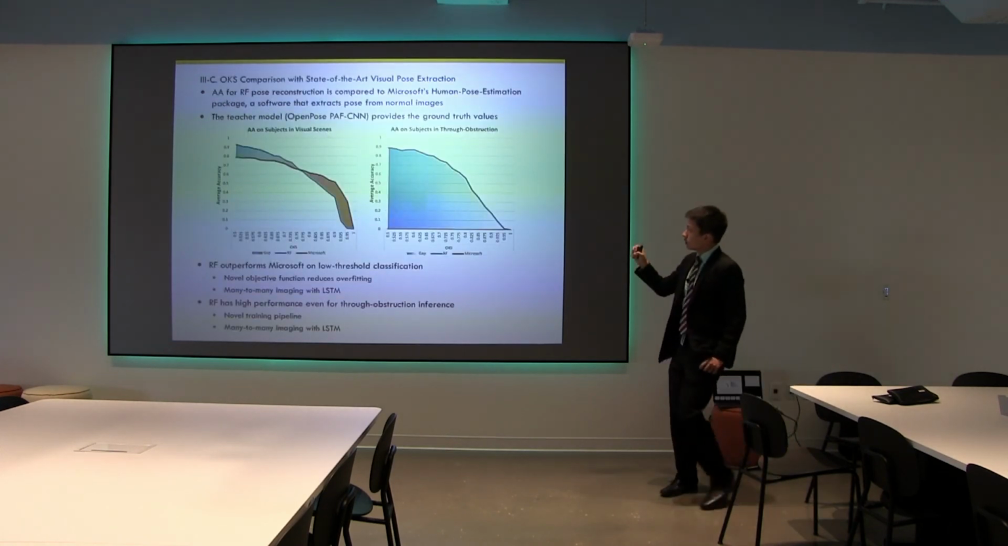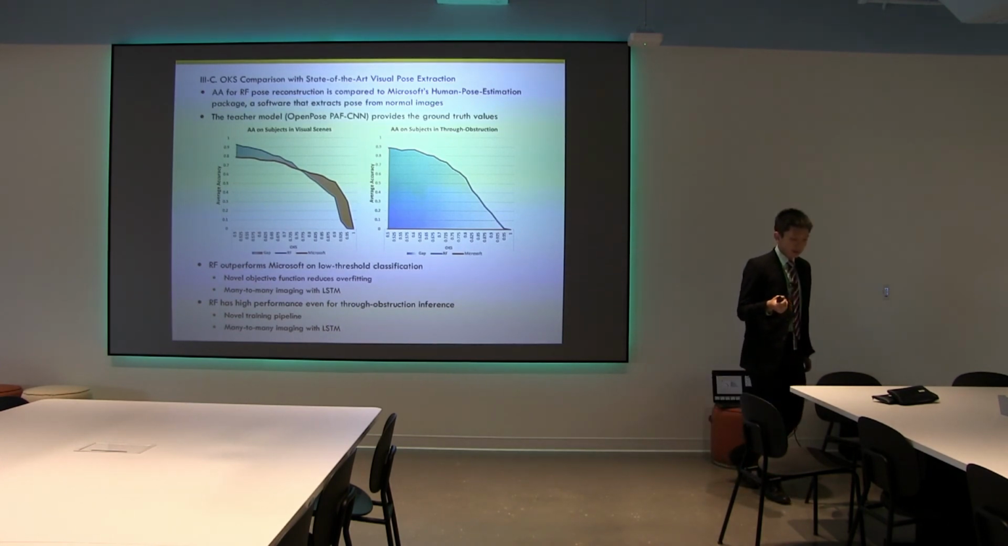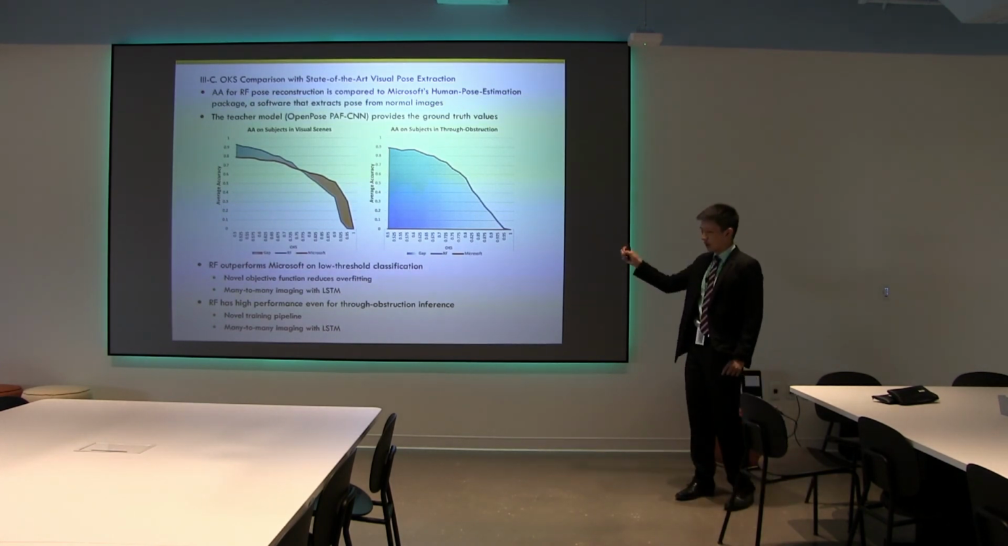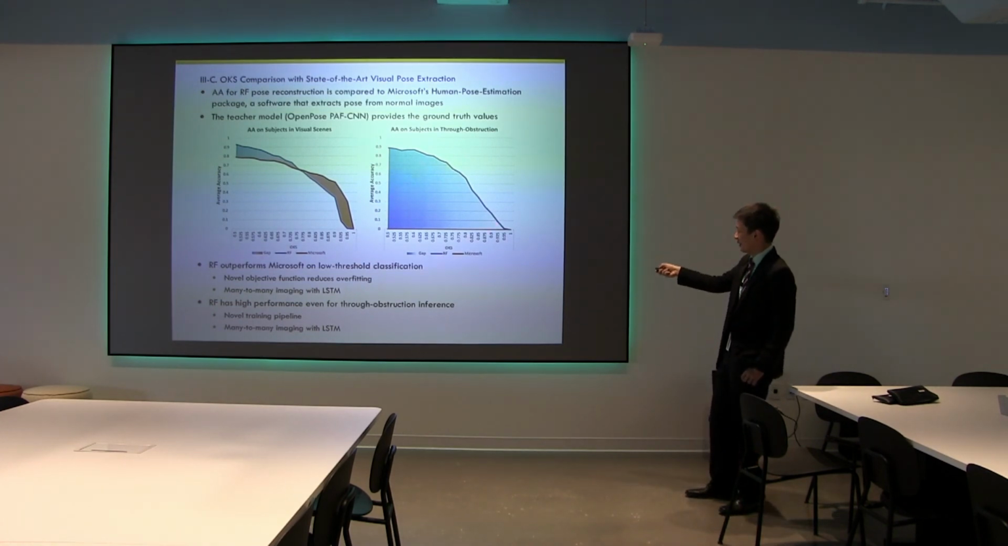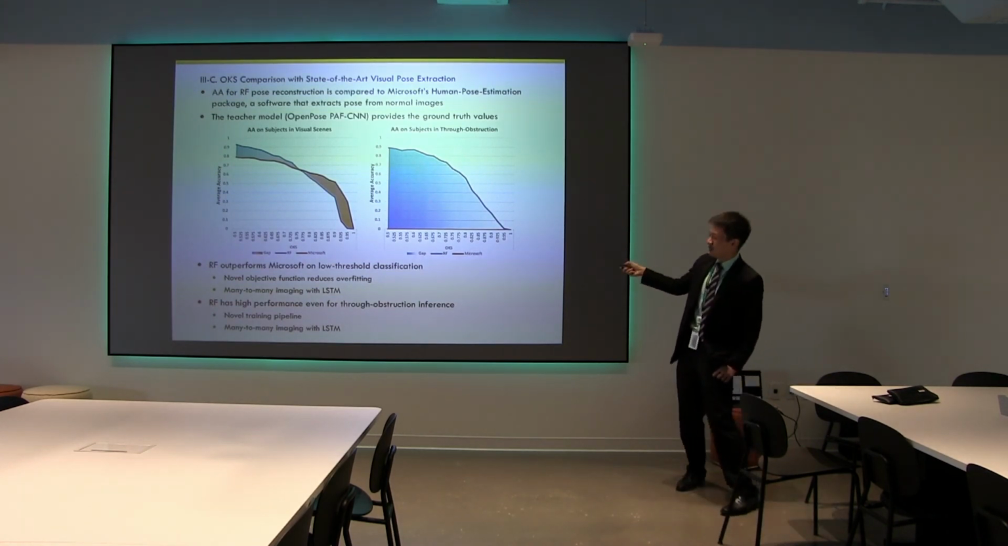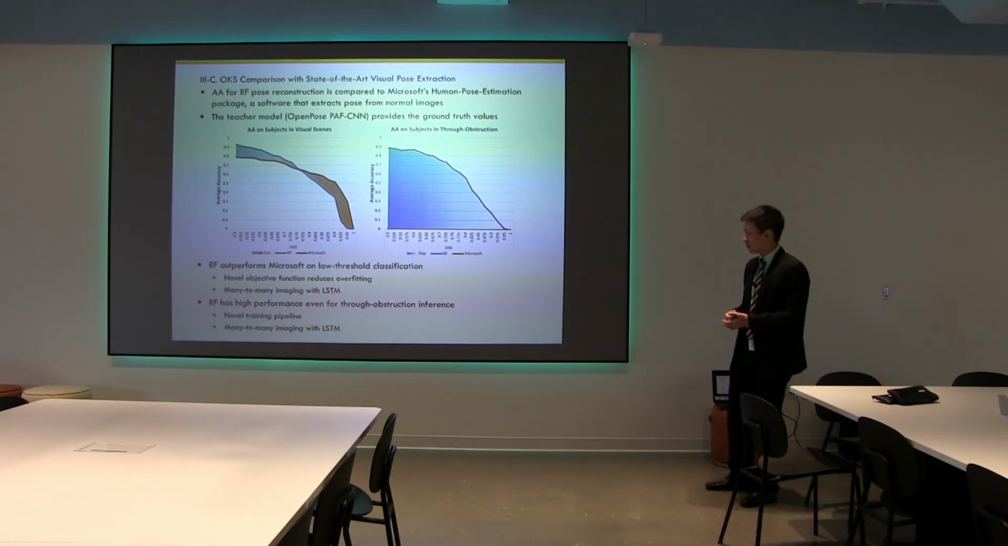So now I wanted to evaluate what happens when you compare this against the state-of-the-art vision model. Now, I don't think there's anything to talk about here. I don't even know why I added this graph. But when you go through obstruction, of course, it's going to be 0 for the RGB.